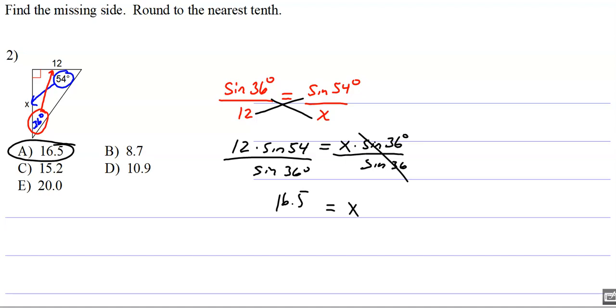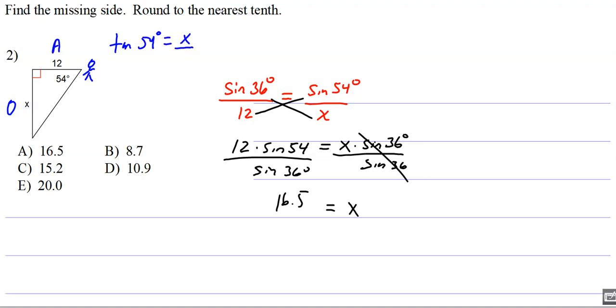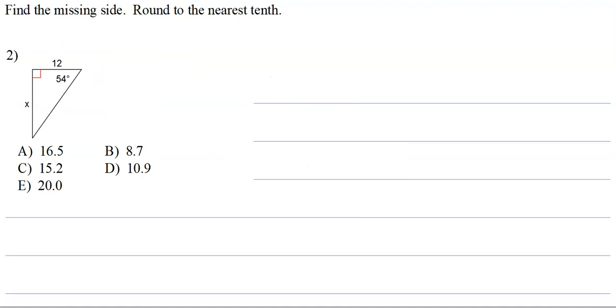On this problem, I would have probably put my guy here and done tangent, opposite and adjacent. I would have gone with tan of 54 is x over 12, and just done 12 times the tan of 54. That would have probably been faster, but your call.